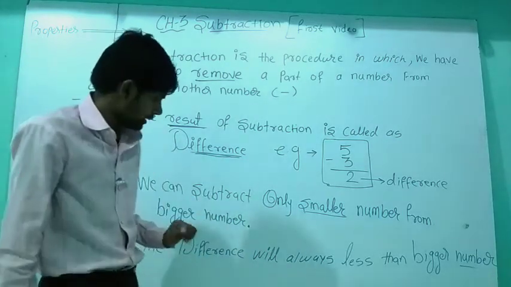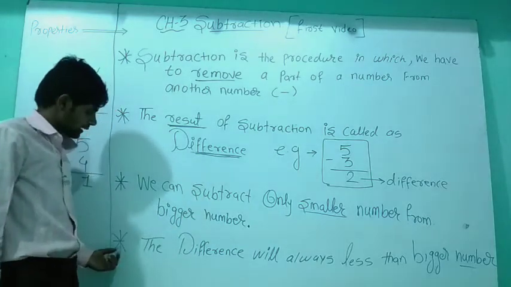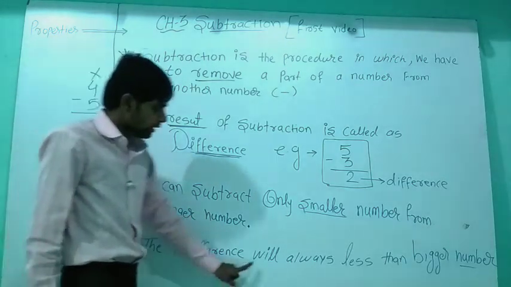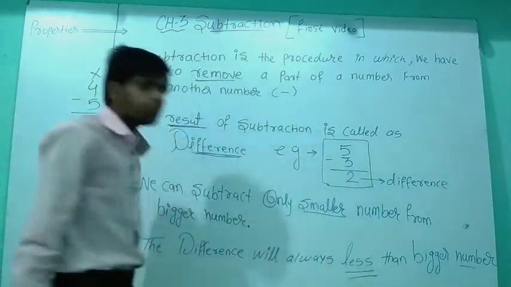Understood? Okay. Let's understand the fourth property of subtraction, which is that the difference will always be less. The difference will always be less than the bigger number.